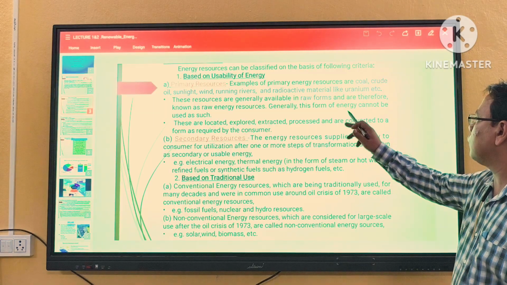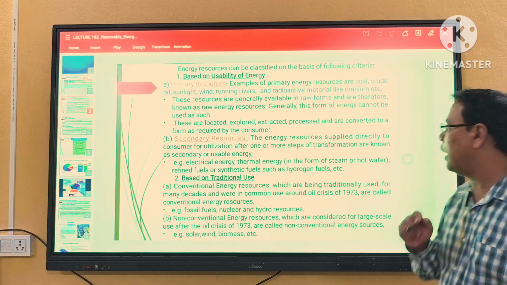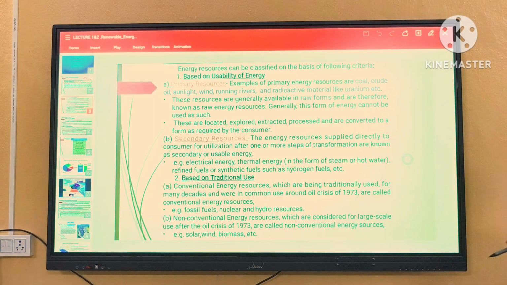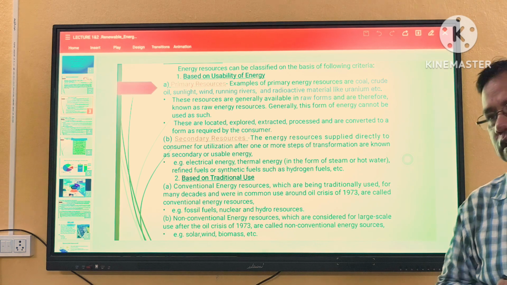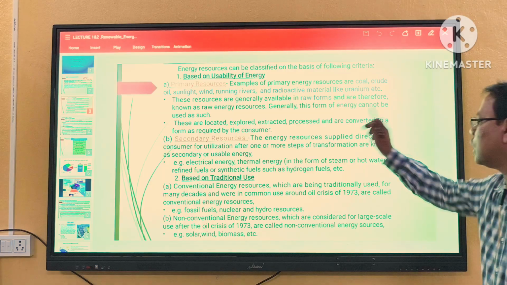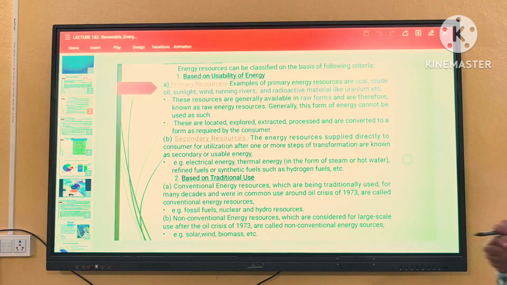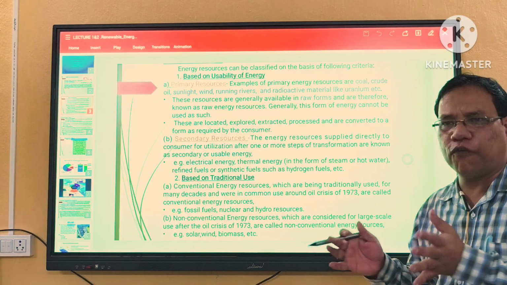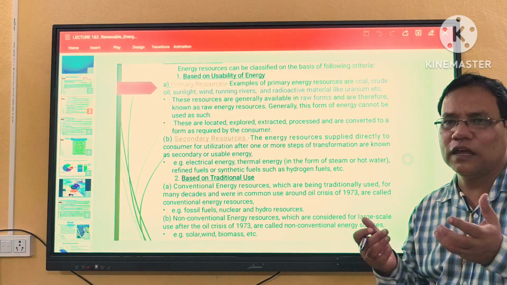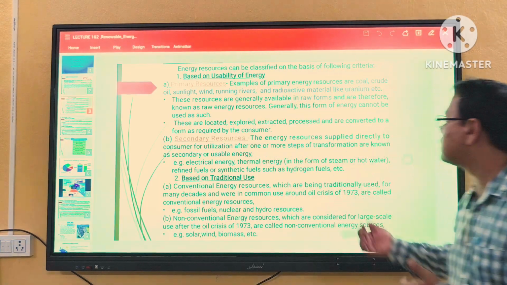Examples of primary energy sources are wood, oil, sunlight, wind, running rivers, and radioactive material like uranium. We call these primary resources because these resources are generally available in raw form. That means where we get coal and crude oil, they are just in raw form. These minerals are not refined; after that we have to refine them to use.